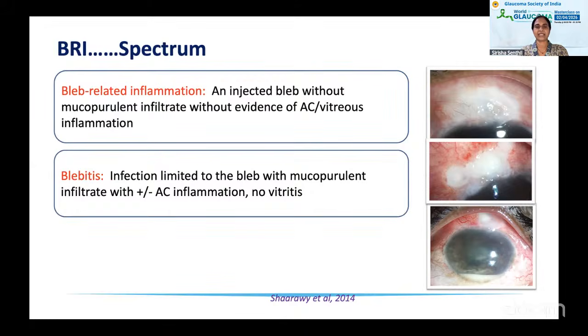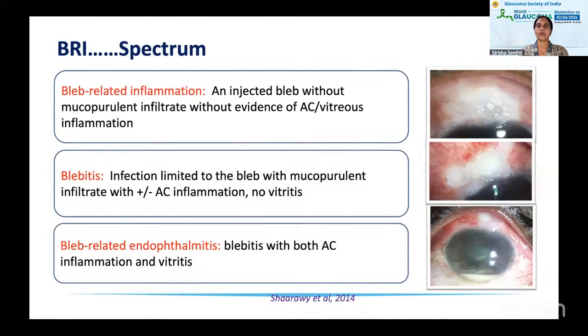Then there is blebitis, where there is infection of the bleb, which is limited to the bleb. It can be associated with mucopurulent discharge. Sometimes there could be an AC inflammation, but typically no vitreous involvement. And bleb-related endophthalmitis is if you have an infection of the bleb, and of course the infection has spread into both the anterior chamber and the posterior segment, and that is bleb-related endophthalmitis.